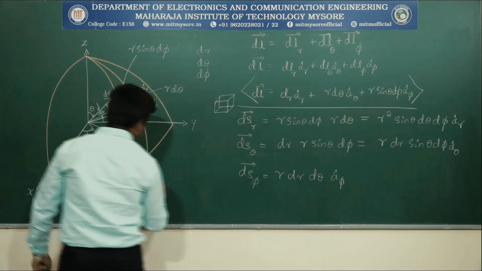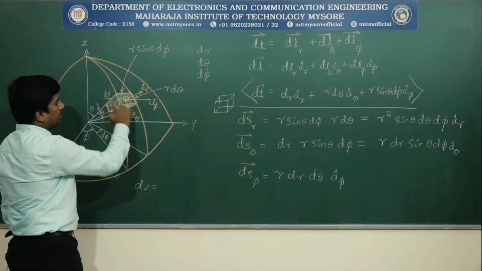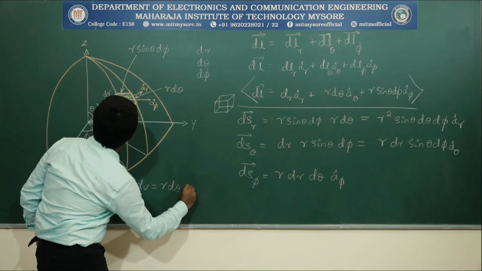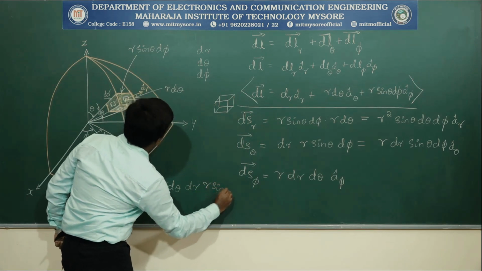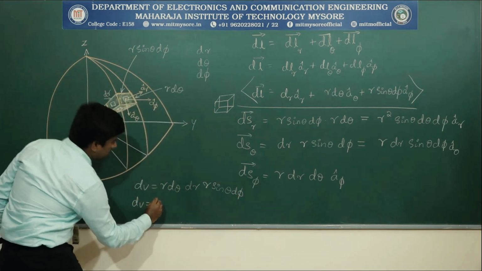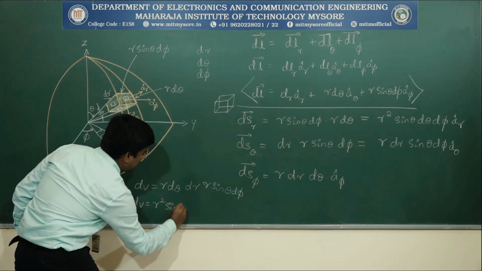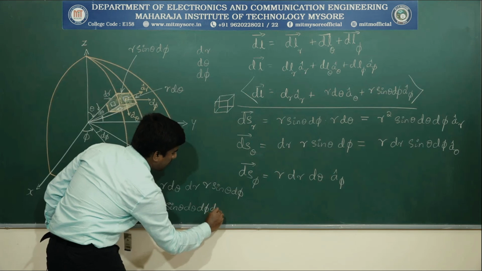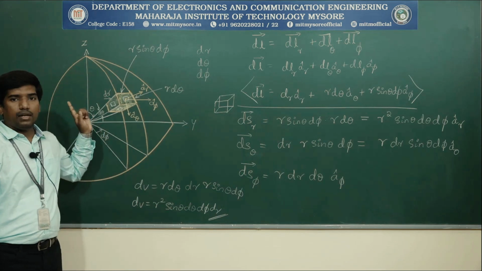Now coming to the differential volume. Differential volume is equal to length into breadth into height. That is r into d theta into dr into r sin theta into d phi. By solving this, differential volume is equal to r square sin theta d theta d phi into dr. This is the equation for differential volume for the spherical coordinate system.